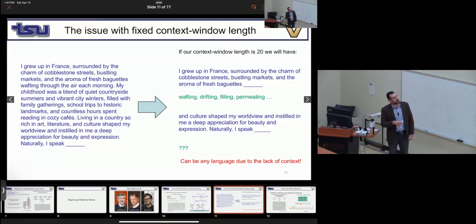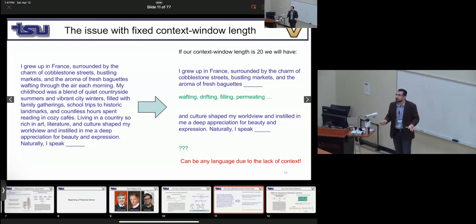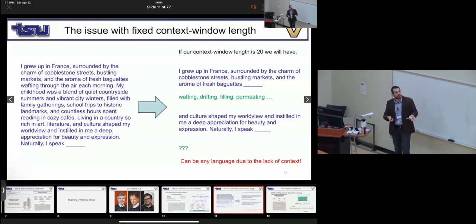I put the first context window. I grew up in France, surrounded by blah, blah, blah. An aroma of fresh baguettes. This empty space that we need to fill. Of course, now this is a well-posed problem. I can put laughing, drifting, feeling. There are certain words that can fall there. So we will be able to learn this with a neural network. You can generate a probability distribution over words that tell us that these words should have high probabilities.